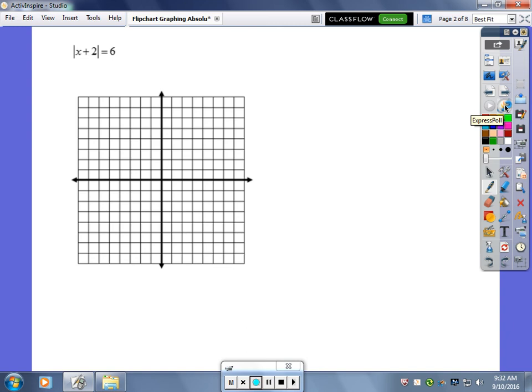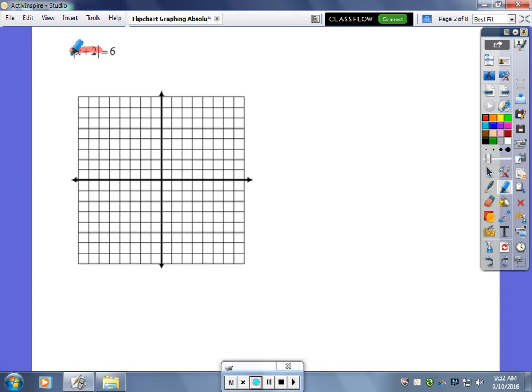We have the absolute value equation, the absolute value of x plus 2 is equal to 6, and we want to graph it. The way we're going to do this is we're going to look at both sides of the equation separately and graph them as if they were separate equations.